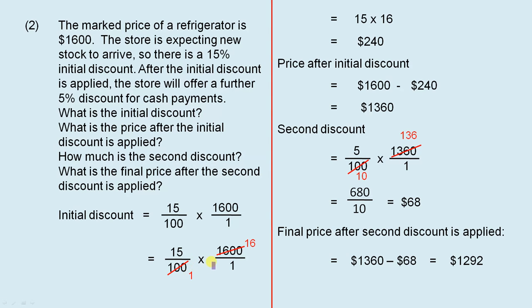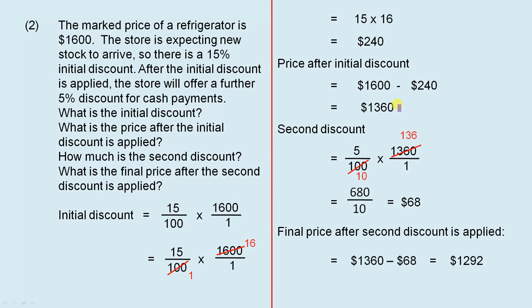We do the working. 100 into 100 goes once. 100 into 1,600 goes 16 times. So we have 15 times 16. So 15 times 16 is 240. So that is the initial discount. The price after the initial discount is $1,600 minus 240. That gives us $1,360.